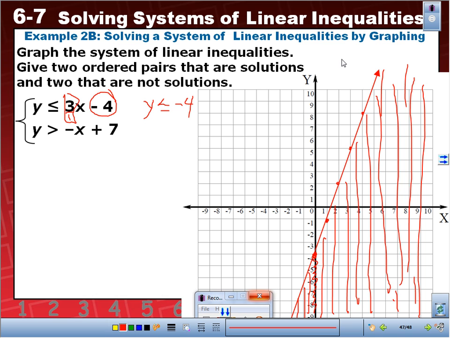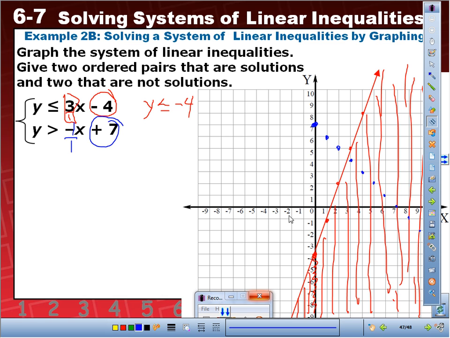Okay, good. The next one. I'm going to do this in blue. I start at 7, which is right there. And my slope is 1 down and 1 to the right. That's why it's a negative slope. Okay, it's never to the left, always to the right. Here it goes. 1 down, 1 to the right, 1 down, 1 to the right, 1 down, 1 to the right, 1 down, 1 to the right.